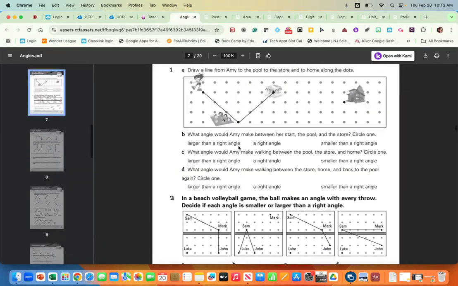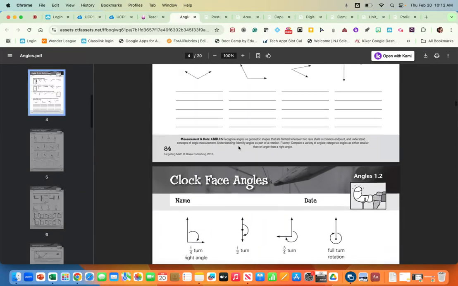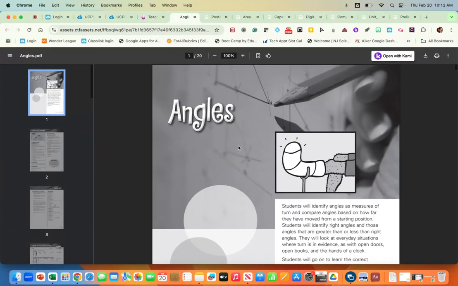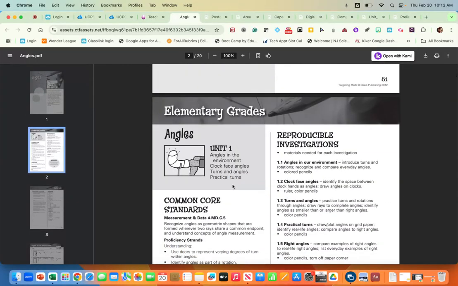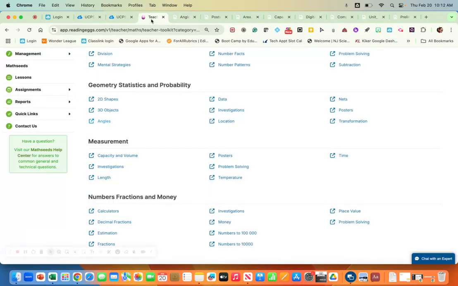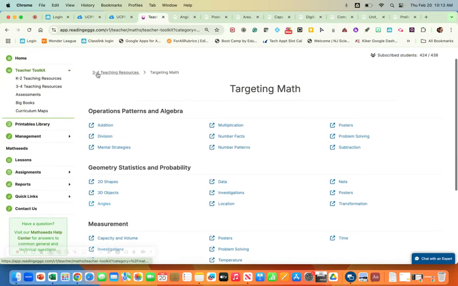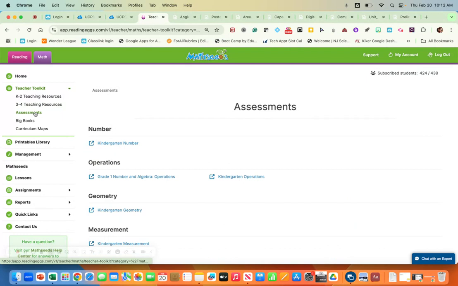So you can see that it's broken up into different types of, this is the elementary grades here, Unit 1, elementary grades here, Unit 2. And so you can take a look at this, print it out, and decide how you like to use it with your students. Okay? Next, I'm going to show you the assessments feature of the Teacher Toolkit.